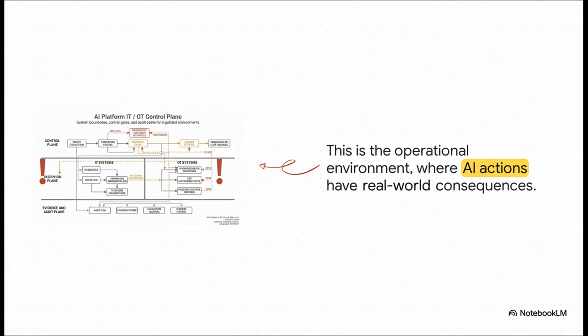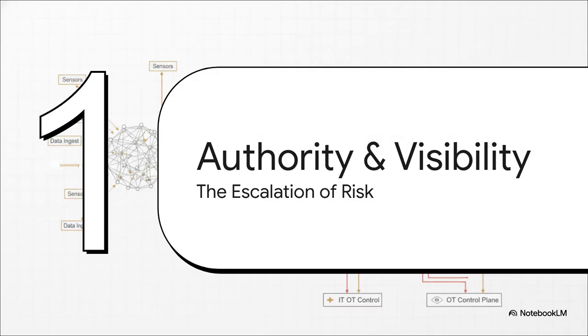But on the right, you've got OT, that's the actual physical stuff, the lab equipment, the factory machines, the process controls. This is exactly the kind of environment where an AI's decision can have very real consequences. Everything we've been talking about so far, observability, telemetry, detection, it all builds up to this next point. And honestly, this is the most critical idea in this whole explainer.